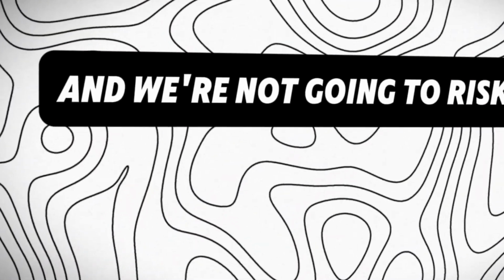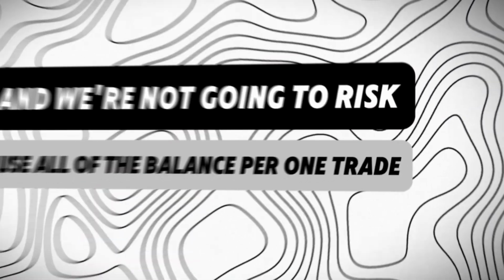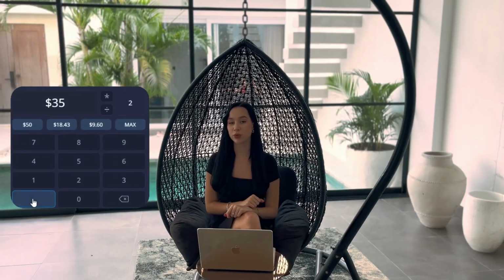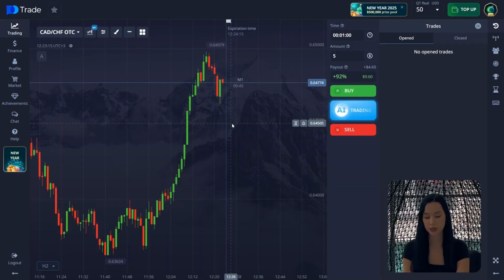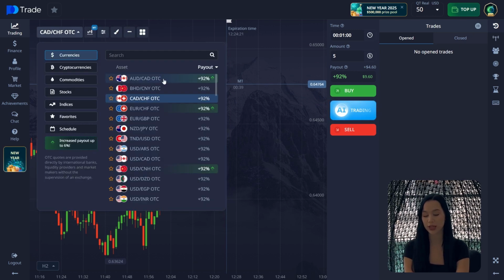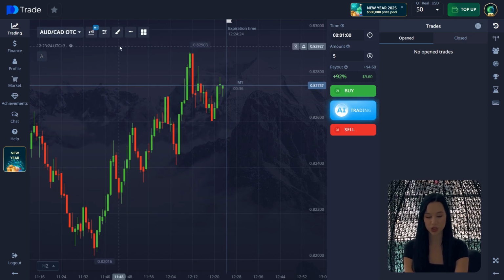And we're not gonna risk and use all of the balance per one trade. We're gonna trade safely and minimize our risk with money management system. So guys, as I told you, I just have $50 on my account and I will put $5 per one trade. The time of the expiration is 1 minute, and the time frame of the candles is 1 minute.